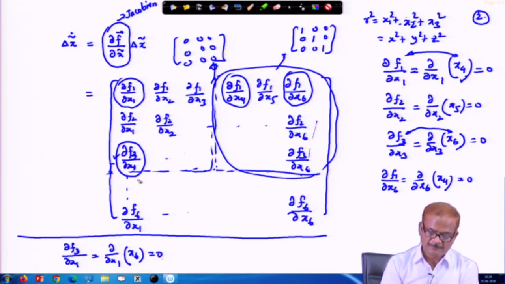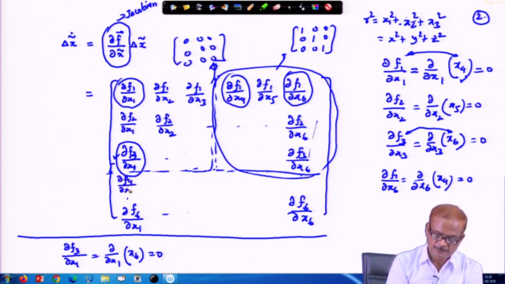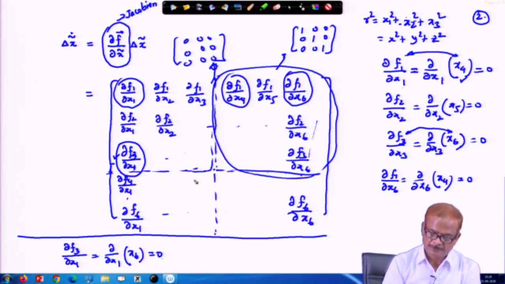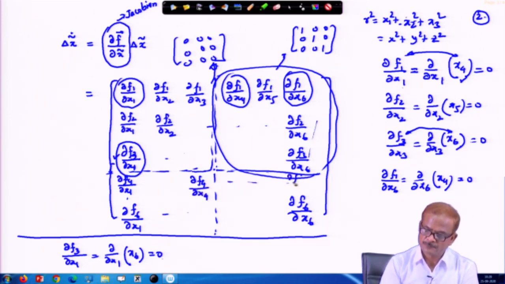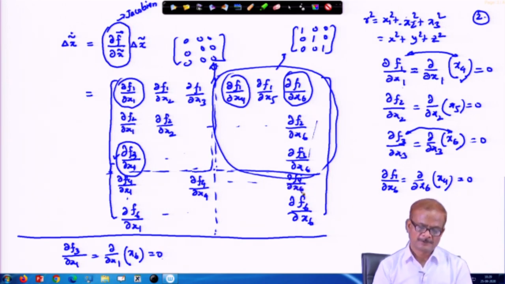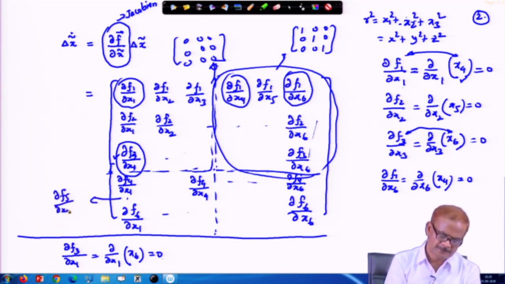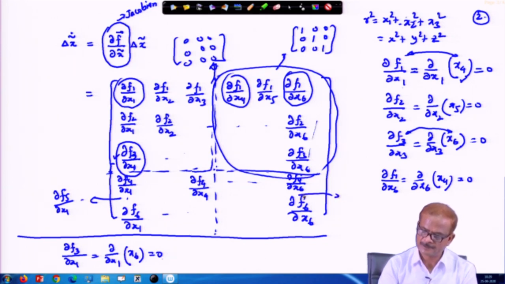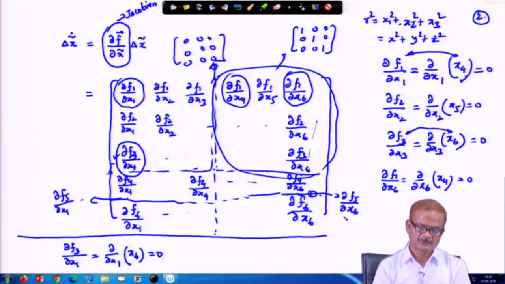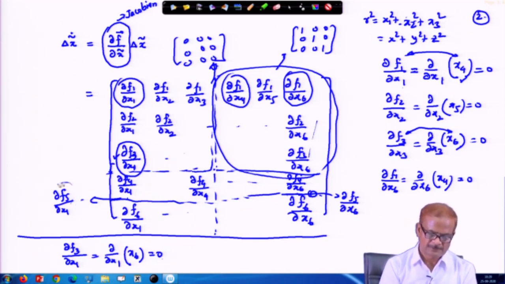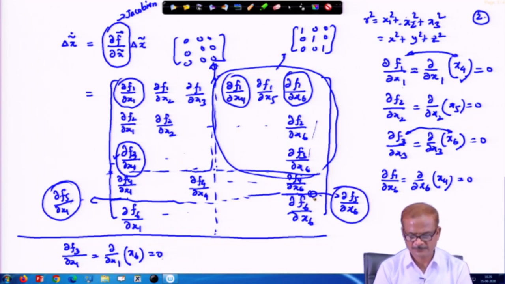Okay. Rest, then, from here we will have ∂f4/∂x1 and so on, and here ∂f4/∂x3, and this will go up to ∂f4/∂x6. And of course, here then your ∂f5/∂x1 will start from this place, and in this particular row, the fifth row, the last element will be ∂f5/∂x6. So, the fifth row I have not shown here. This is the first element of the fifth row and this is the last element of the fifth row.